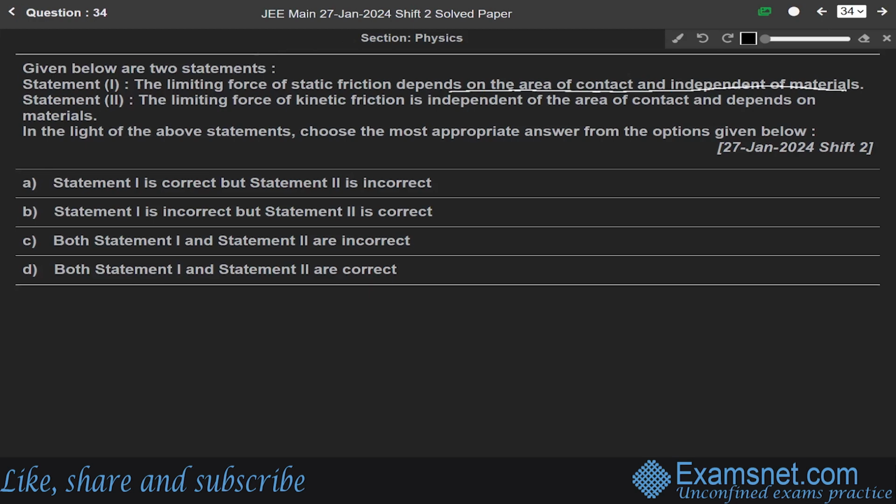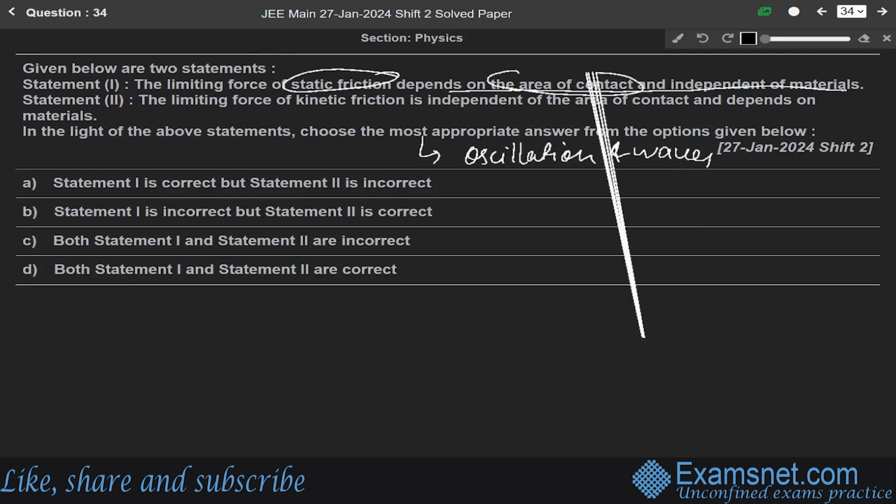So student, this question is from the chapter of oscillations and waves because it is asking about friction. Okay, we know that the static friction is independent of the area of contact. It does not depend upon the area of contact. So statement 1 is incorrect, and the second statement says the limiting force of kinetic friction is independent of the area, since the coefficient of friction depends on the surface in contact. So it depends upon the material of the object, and does not depend upon the area. So statement 1 is incorrect and statement 2 is correct. So our correct option is option B, that is statement 1 is incorrect and statement 2 is correct.